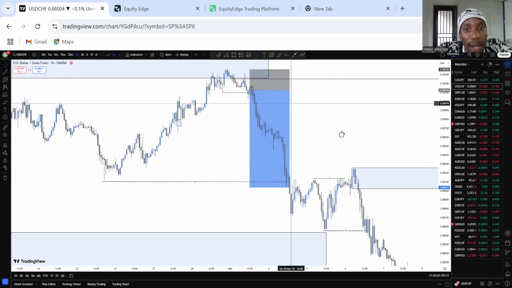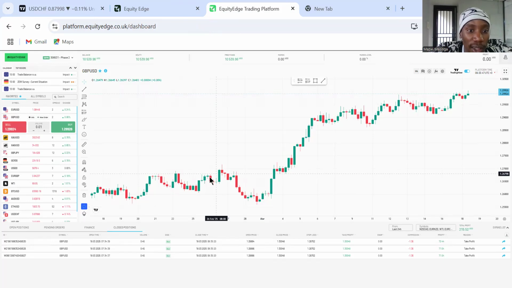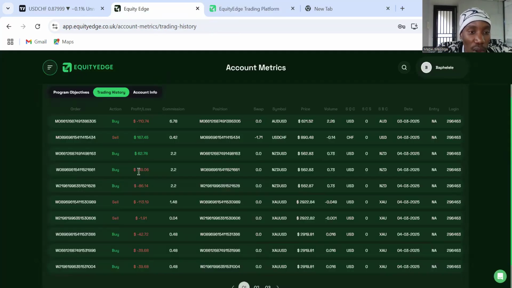So yeah, man, those are my two trades that I already showed you. Let's go to my third trade, which was on AUD NZD USD and ended up in a loss. I took two trades, which ended up in a loss of 1.8%.